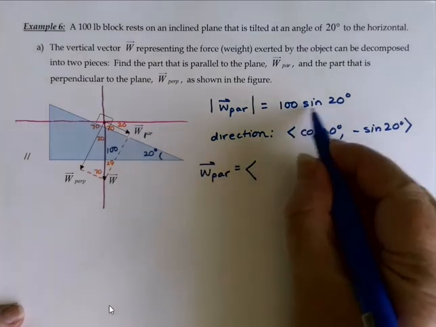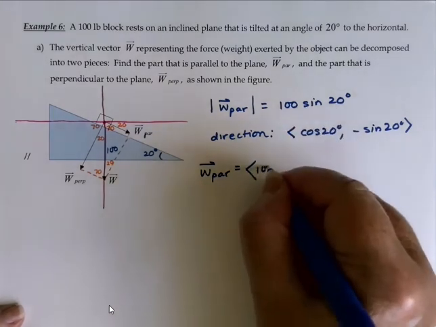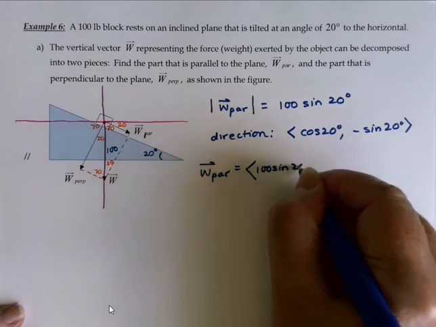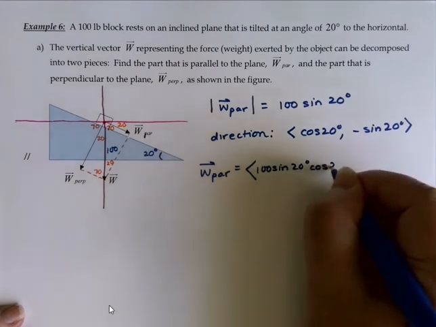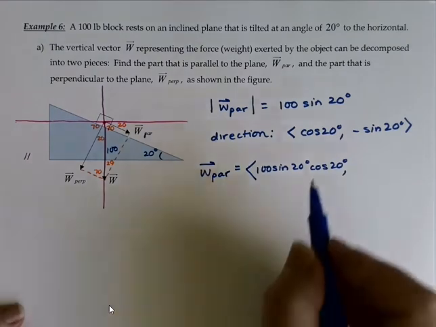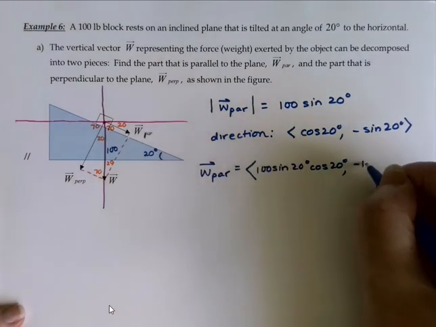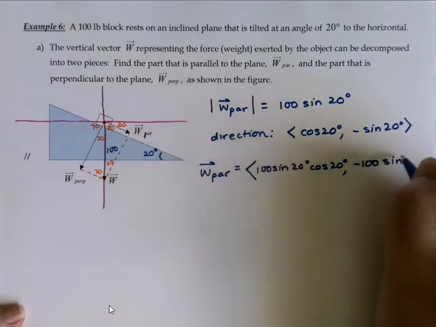So for the x, I'll have 100 sine 20 cos 20. And for the y, I'll have a negative 100 sine squared 20.